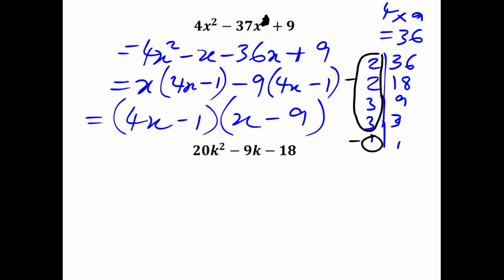Now, let us go to the last one of the lot. 20k squared minus 9k minus 18. Obviously, because the quadratic term doesn't have 1, then we'll need to do what we have done with all the advanced trinomials. So we multiply 20 and 18. This gives us how much? This gives us 360. Then I'm thinking, let's write 360 in terms of primes.